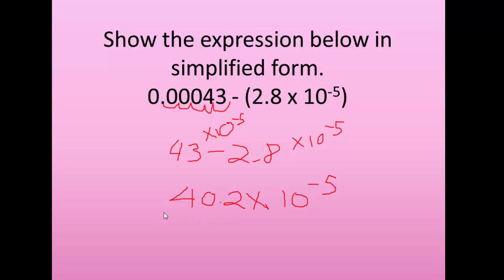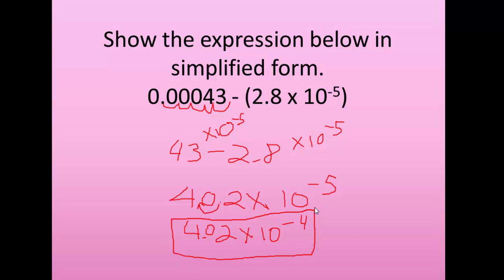So now, is this our correct answer? Nope, because we need to move that decimal place over. So we're going to get 4.02 times 10. And since we moved it over to the left, we're going to add 1 to that -5, so that's going to leave us with a -4. So that would be my final answer there.